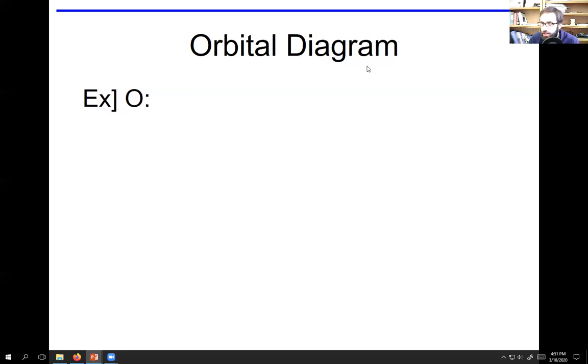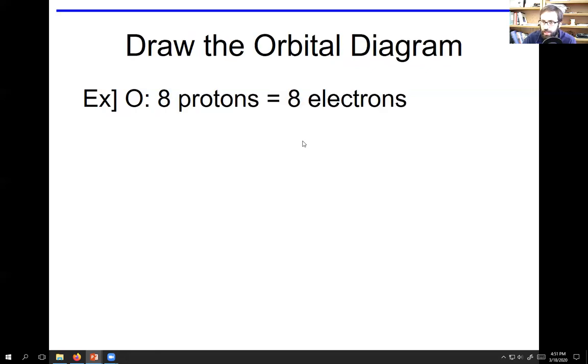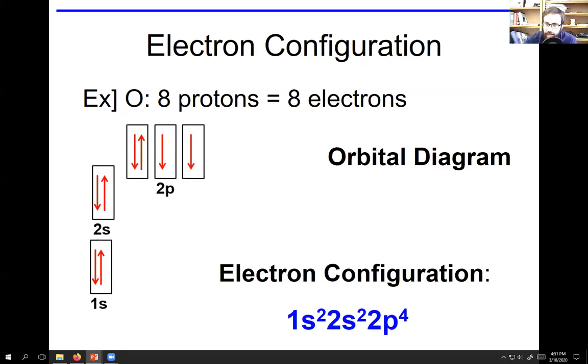All right, so let's do some more examples. Let's do oxygen. What is the electron configuration of oxygen? How we do this is we look on the periodic table. It has 8 protons. It's atomic number 8, and so there's 8 electrons. The electron configuration is going to be, we're going to fill up the 1s first, 2 electrons, the 2s second, 2 electrons. And then we're going to fill up 4 electrons.